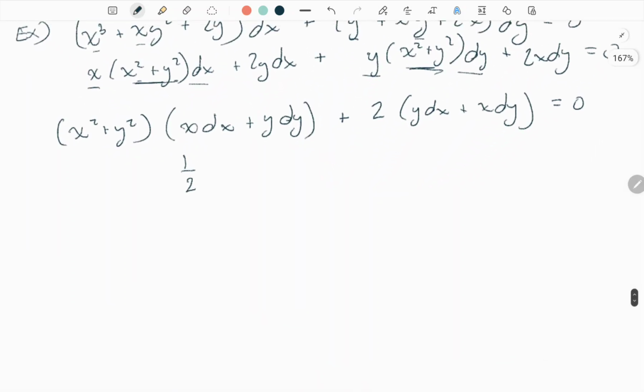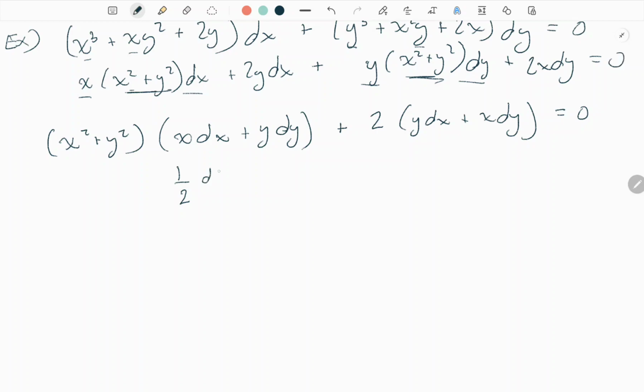Let me zoom back in. Of d(x squared plus y squared). That's literally 1/2 of it. And then we have our x squared plus y squared here. Okay, and then the y dx plus x dy, that's our product rule, right? This is d(xy). Okay, that's equation number 1. This one is equation number 2. This one's equation number 1. See, x dx plus y dy is 1/2 of d(x squared plus y squared). And then that equals 0.